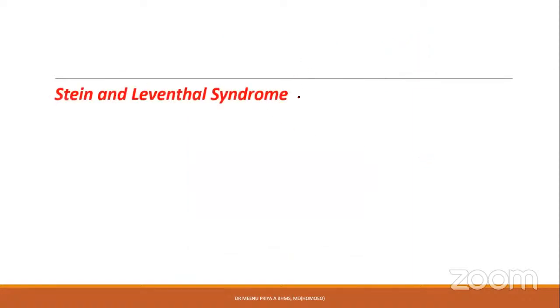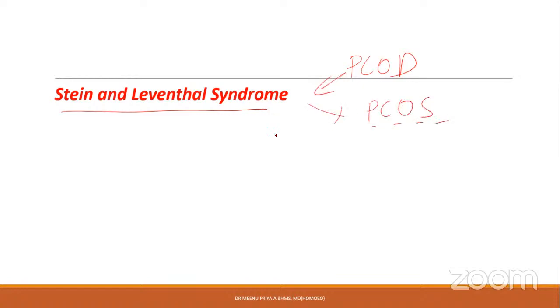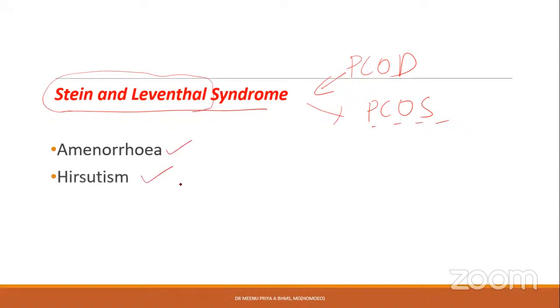The old name was PCOD. The old name of PCOD was Stein and Leventhal syndrome. Now the new name is PCOS, polycystic ovarian syndrome. Just remember the name Stein and Leventhal syndrome, because these were the people who found the condition. It is characterized by amenorrhea, hirsutism, that is hair growth, obesity, weight gain, and polycystic ovary. So these are the presentation of a PCOS patient.